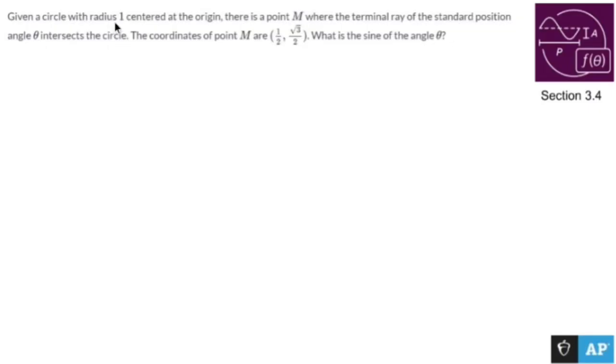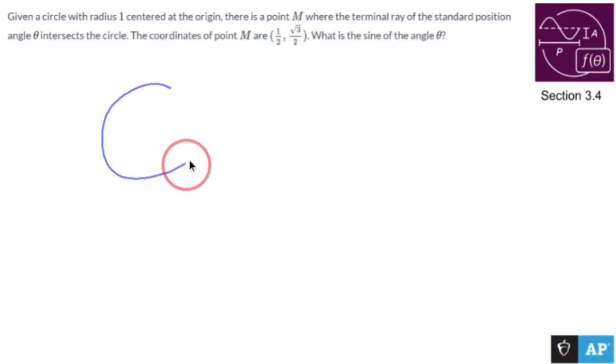Given a circle with radius 1 centered at the origin, a unit circle, there is a point M where the terminal ray of the standard position angle theta intersects the circle. The coordinates of point M are 1/2, root 3 over 2. What is the sine of angle theta?